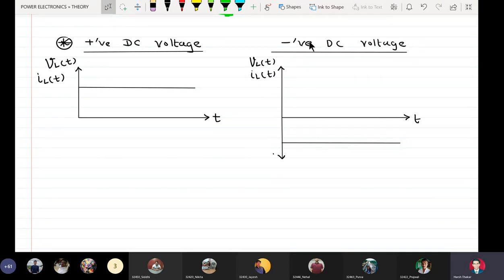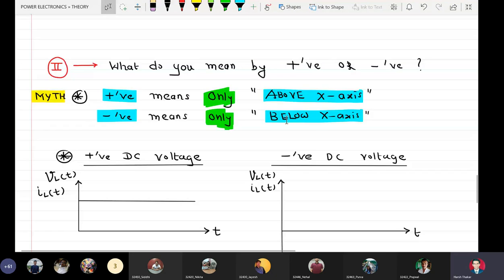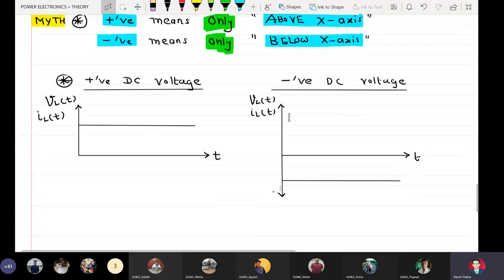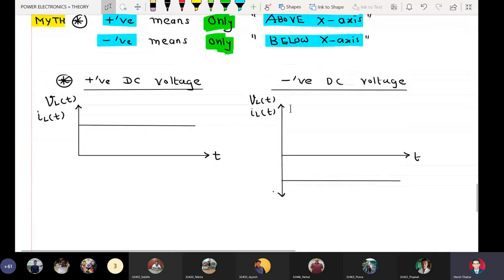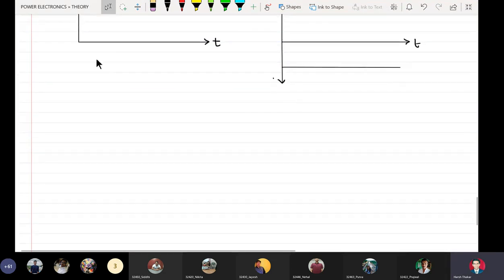Okay, this is what we feel. But as far as converters are concerned, when I say positive VLAVG, then the waveform can go below the x-axis. The myth is that positive means only above the x-axis and negative means only below the x-axis; this is wrong. Okay, this is how it is. So one is a myth and the second is a fact.